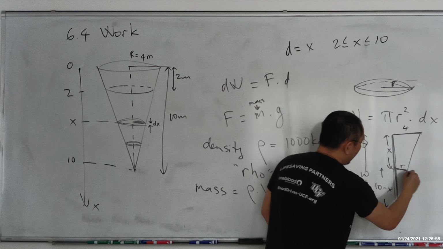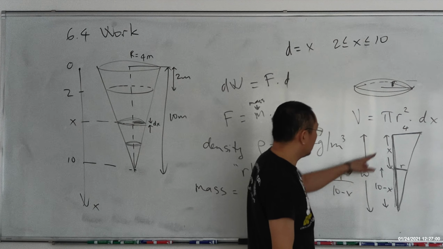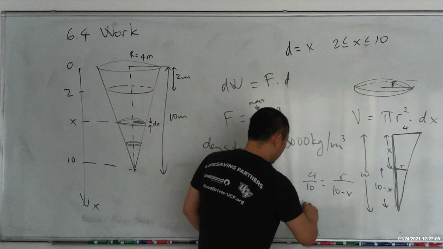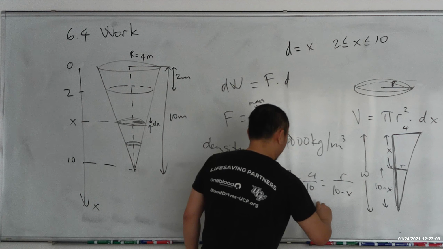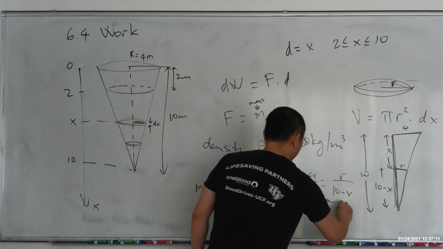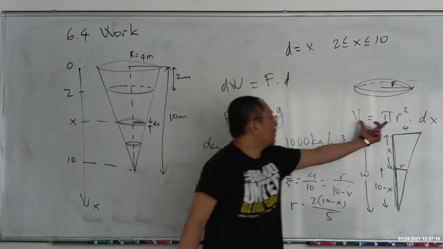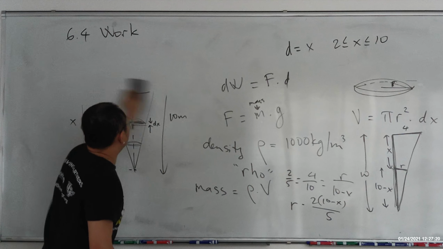Okay? So r over 10 minus x is going to be equal to 4 over 10, which is 2 over 5. So r is equal to what? 2 times 10 minus x over 5. So I'm going to have the volume. I think it's okay to erase this. I have some room to write.